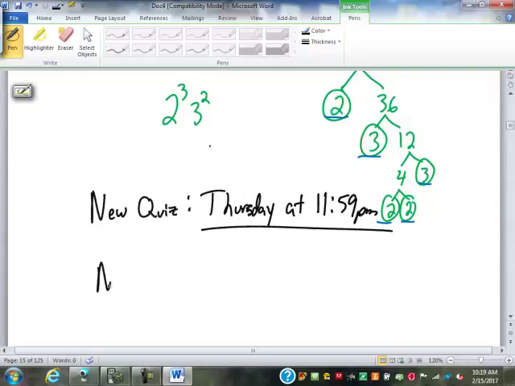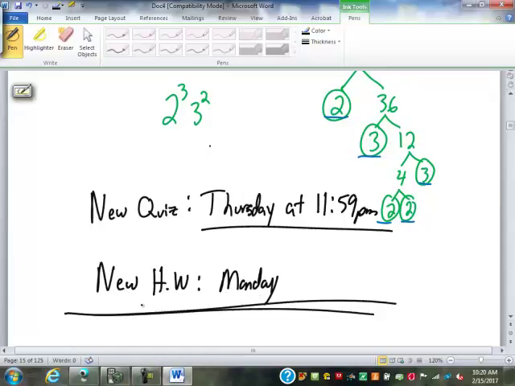There is then a new homework. This new homework is not due until Monday. And we have not covered all the material for the new homework yet. We're going to finish that up tomorrow. Tomorrow we get started on everybody's favorite stuff, fractions.